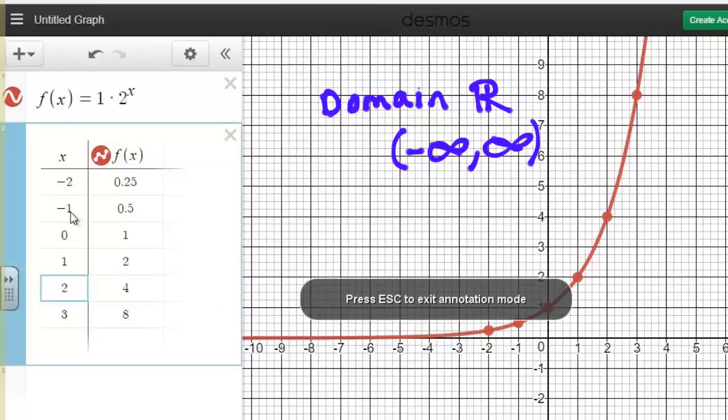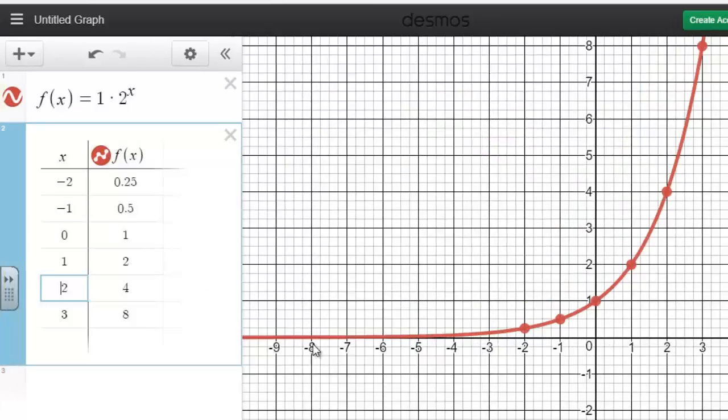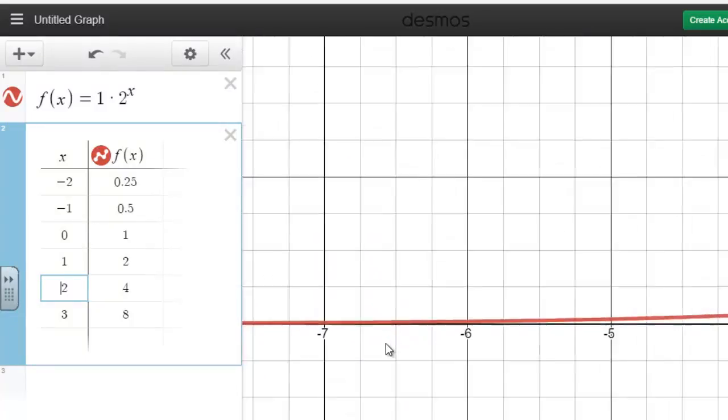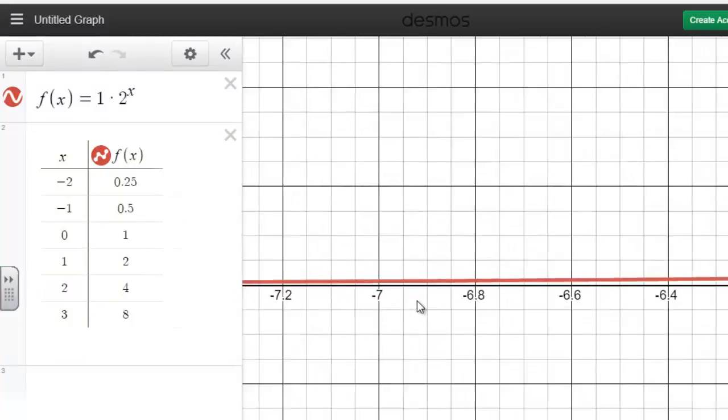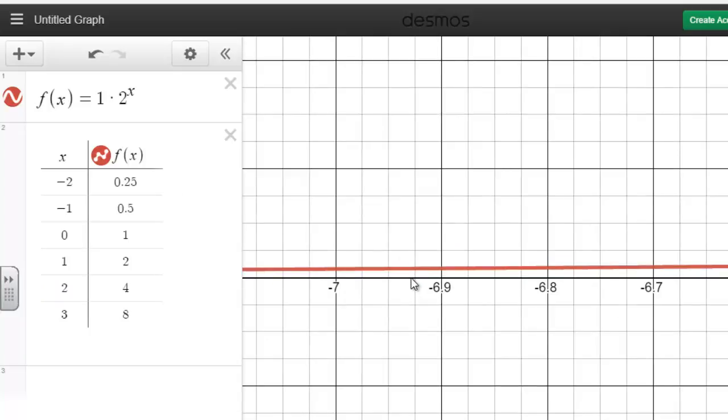You'll see these negative exponents. That's as the x's go to the left, what's happened to our y's. Y's on the right hand side we can see are going to go infinitely up. But as we go left on our domain, our negative values of x, we can see that the y values are getting smaller and smaller and smaller, but how small do they reach? If we take a closer look here by zooming in, we can see there's actually a little bit of space in between this line and the x-axis.